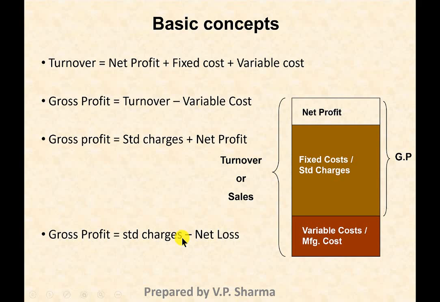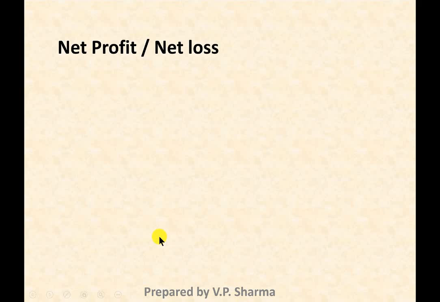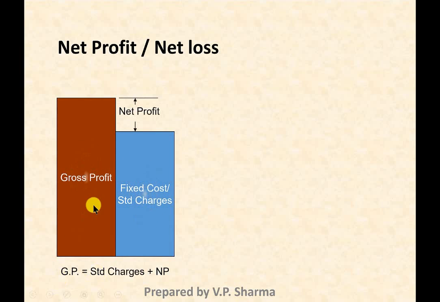There is a situation where the client would demand coverage of policy based on standing charges alone. Let us see this on the next slide. Now let us understand the concept of net profit and net loss. Whenever the gross profit is higher than standing charges, that means the unit is generating net profit. So if the gross profit is 30 and the fixed expenses or the standing charges are 20, then the remainder, the difference, is 10 crores, which is the net profit. So the formula becomes: gross profit is equal to standing charges plus net profit. Now let us see what is net loss.